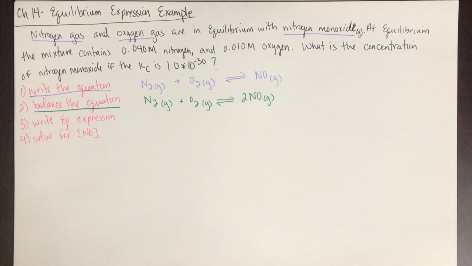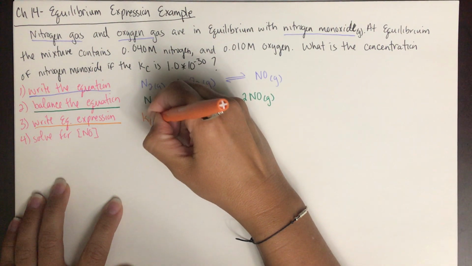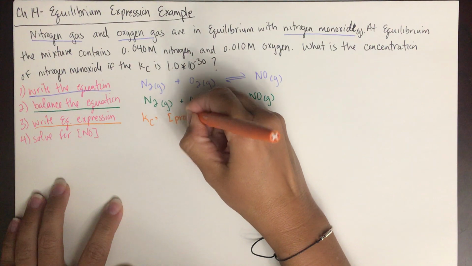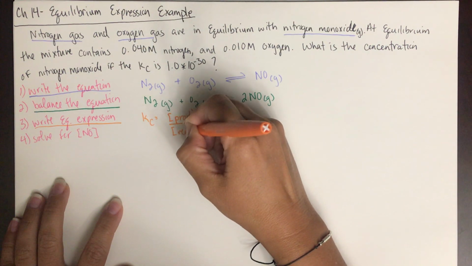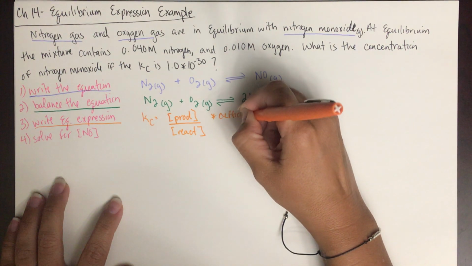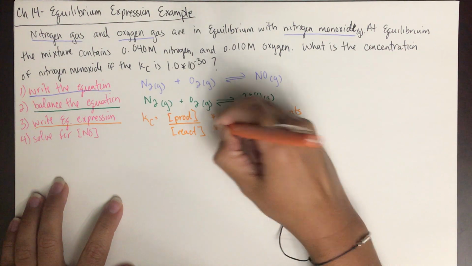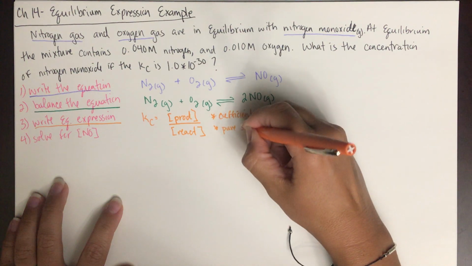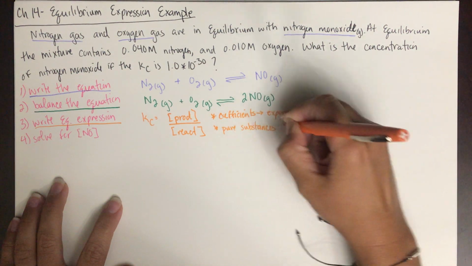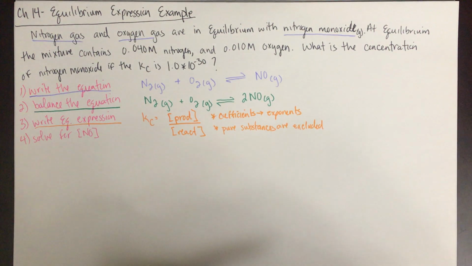Now I'm going to write the equilibrium expression. So the equilibrium expression, remember what that is. The equilibrium expression is the Kc equals the concentration of the products over the concentration of the reactants. Now remember the rules. Coefficients become exponents, and pure substances are excluded. So let's write the equilibrium expression, making sure to follow those rules.